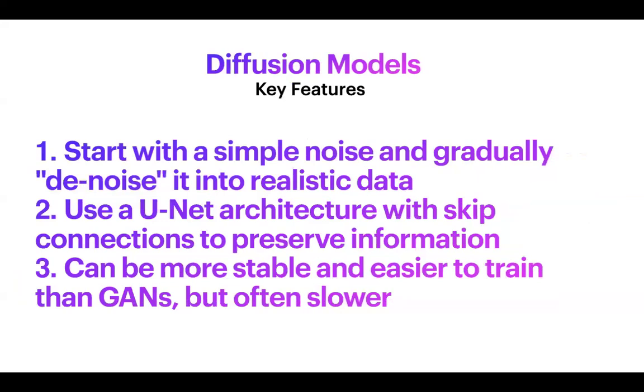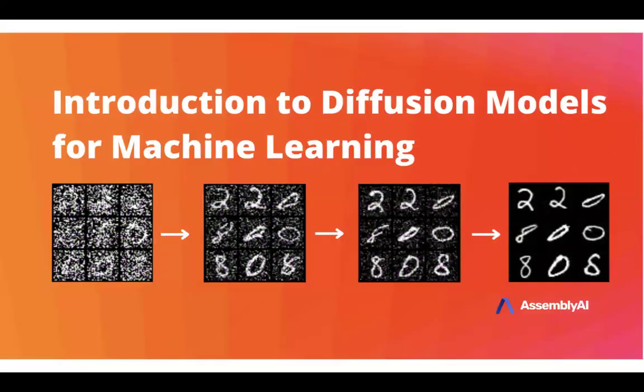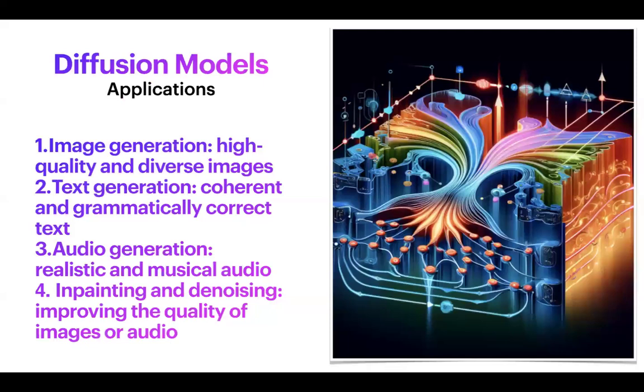Diffusion models, their key feature includes starting with a simple noise and gradually denoising it into realistic data. They use a U-Net architecture with skip connections to preserve information. And it can be more stable and easier to train than a GAN, but often slower. So diffusion models might do something like this, right? We take an image and then we denoise it, and hopefully we get a better image at the end.